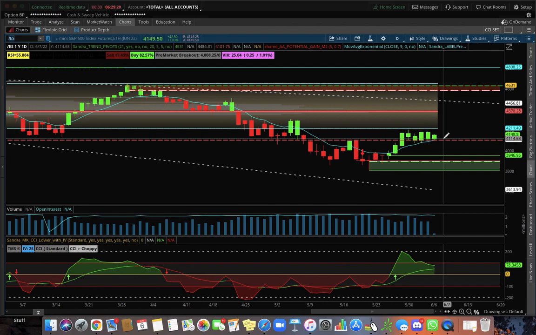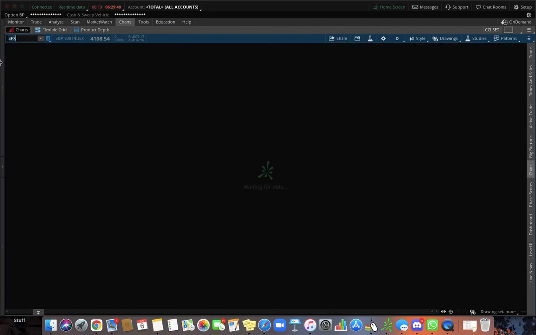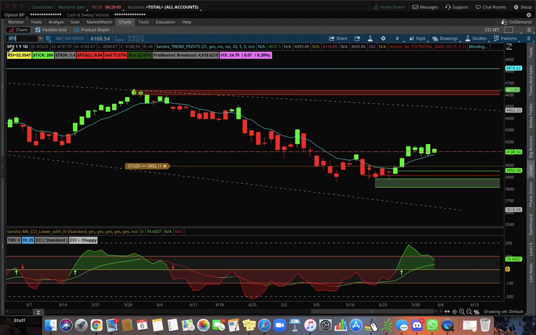So 4130. Okay, so the bulls need to stay above really 4130, 4185, 4200 to keep that bullish momentum going on SPX, and the bears want it to go lower, of course. So we'll see what we open up at.